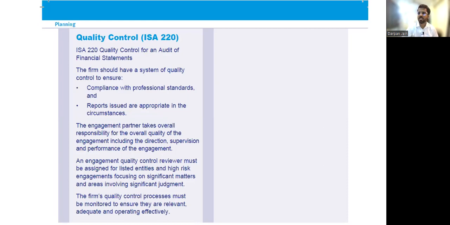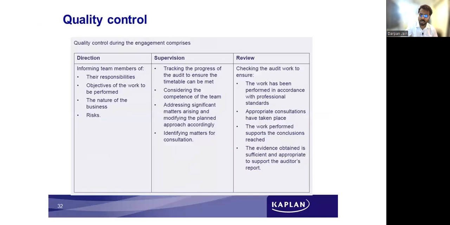Then we saw quality control. Under quality control, what did we say? We said quality control involves three things: direction, supervision, and review, right? There's direction involved, there's supervision involved, and there's review involved.